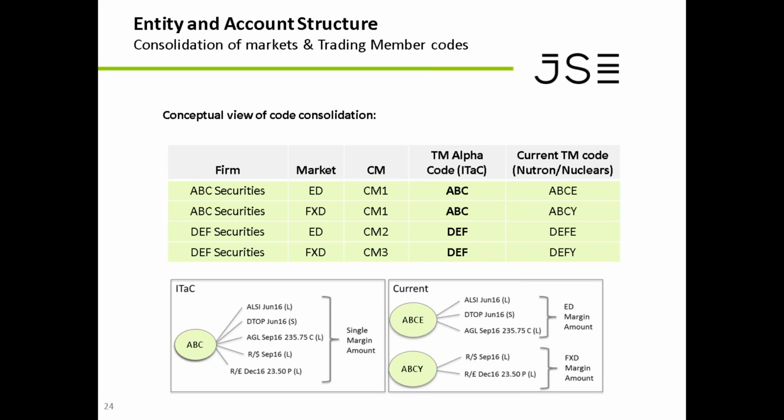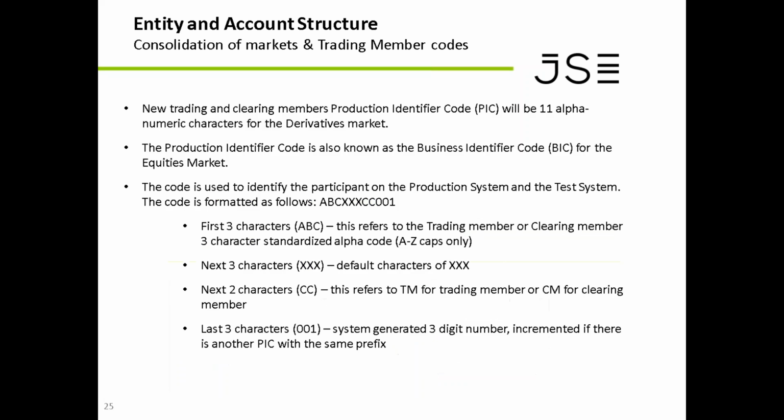So for ITaC, we are going to be consolidating the alpha codes. It shows nicely in this screen where currently you have ABCE that has a margin call for equity derivatives, and a separate margin call for currency derivatives. But in the ITaC world, you'll see it's now called ABC, and they have one single margin amount across both those markets. Okay. So here, this is all about consolidation of markets and trading member codes.